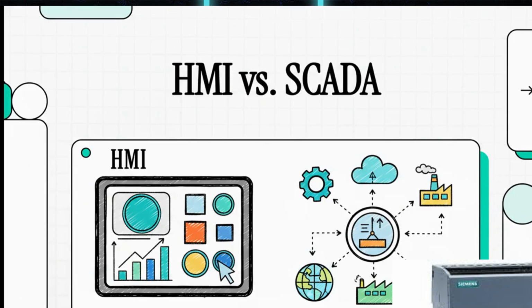All right, let's jump right in. We're going to tackle a huge question in the world of industrial automation. What's the real difference between an HMI and a SCADA system? I know, they sound kind of similar and people mix them up all the time, but their jobs couldn't be more different. So let's get this figured out.